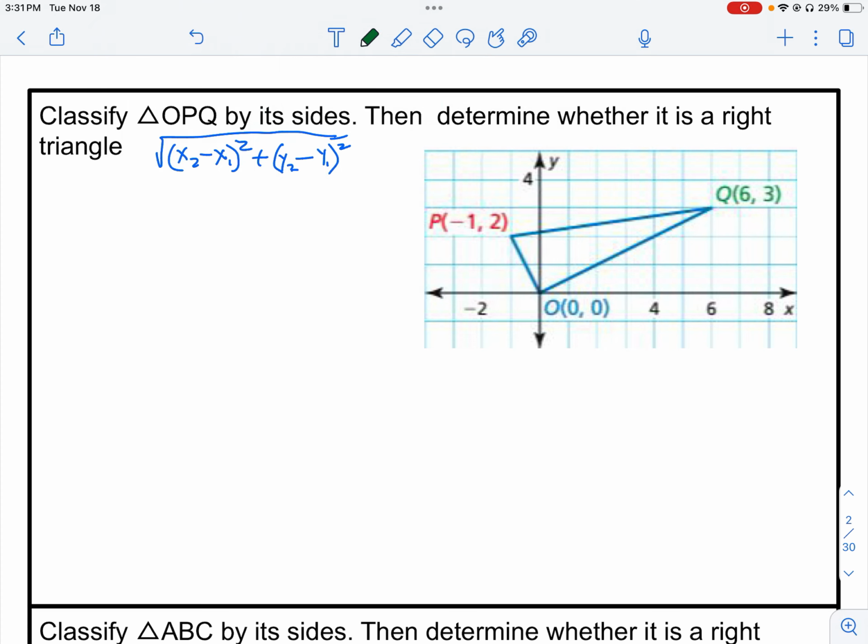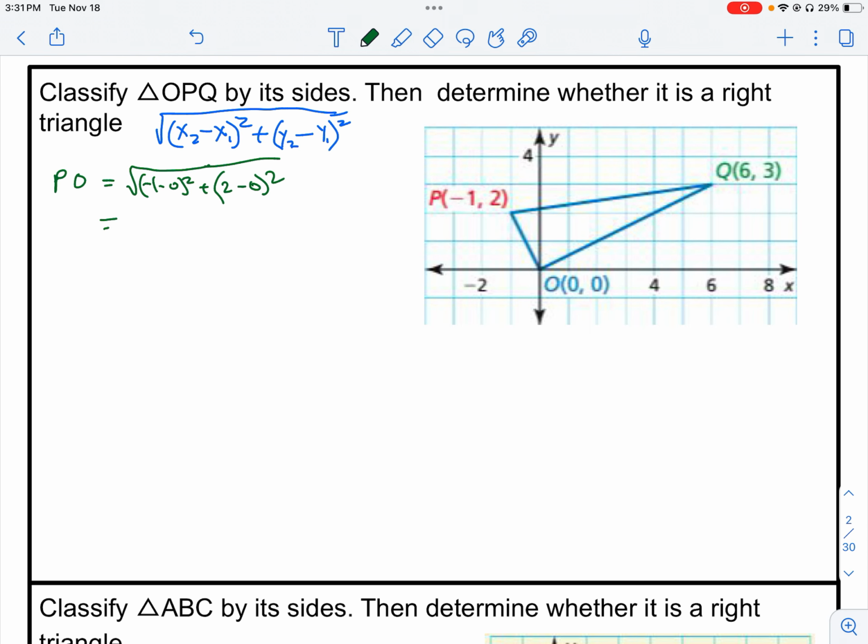So actually, let's start with green, and let's start with PO. So we've got the square root of -1 minus 0 squared plus 2 minus 0 squared, which equals -1 squared plus 2 squared, all under the square root. Now, we're just going to compare these, and a number under a radical is a number, so we can stop there.